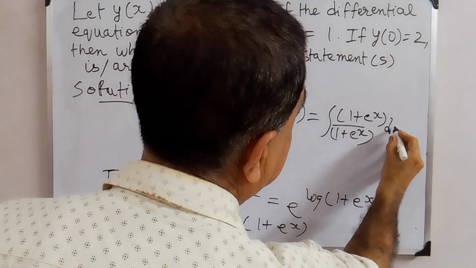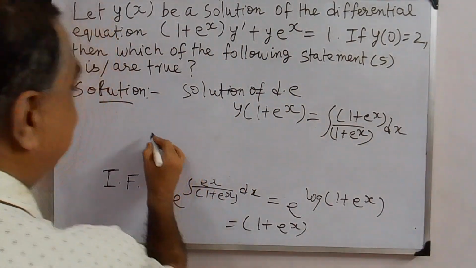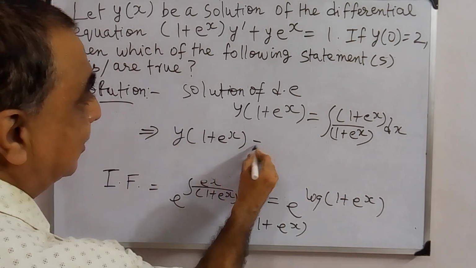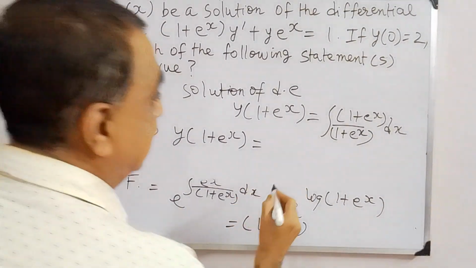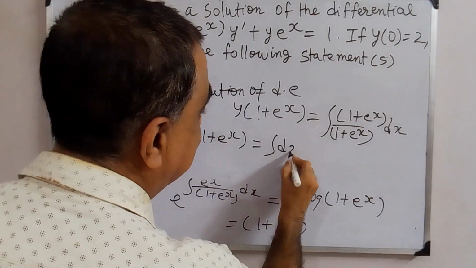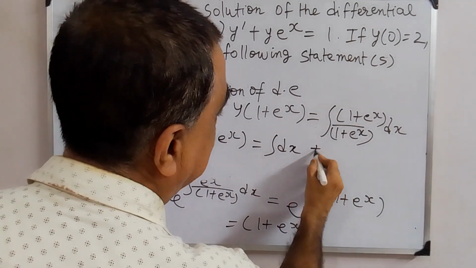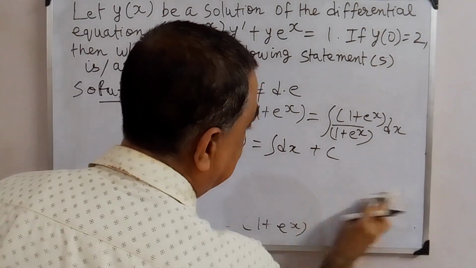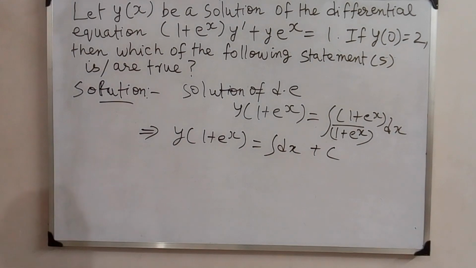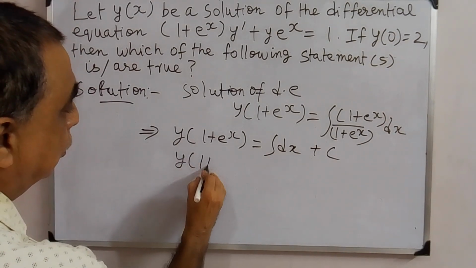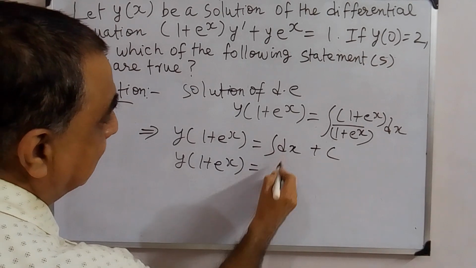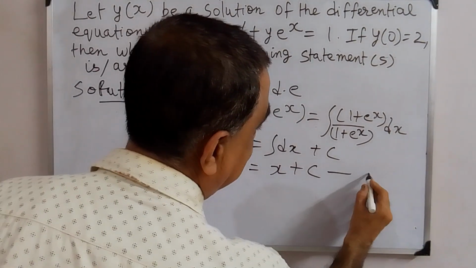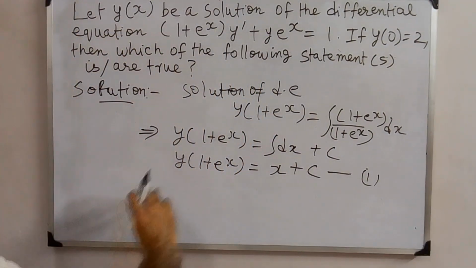Okay, and that integration. So this is equals to y into 1 plus e to the power x is equals to what? Here this will become dx. So this 2 will cut out plus c. Okay. So from here what we are getting? So from here the solution becomes y into 1 plus e to the power x is equals to x plus c.